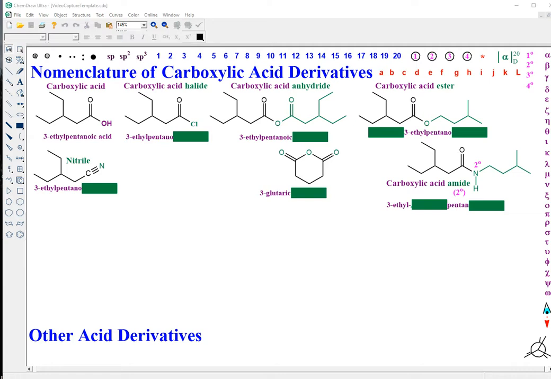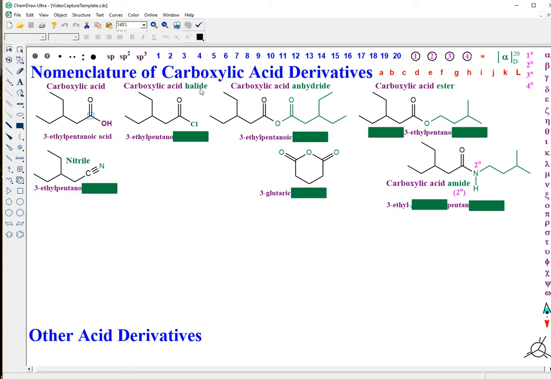I've had some requests for a video on the nomenclature of carboxylic acid derivatives, a chapter 18 topic. You have to first remember that in chapter 17 we learned how to name carboxylic acids. The longest chain is 5 carbons here. That's a pentanoic acid. Carbon 1 of carboxylic acid derivatives and carboxylic acids is the carbonyl carbon, so the proper name is 3-methylpentanoic acid.